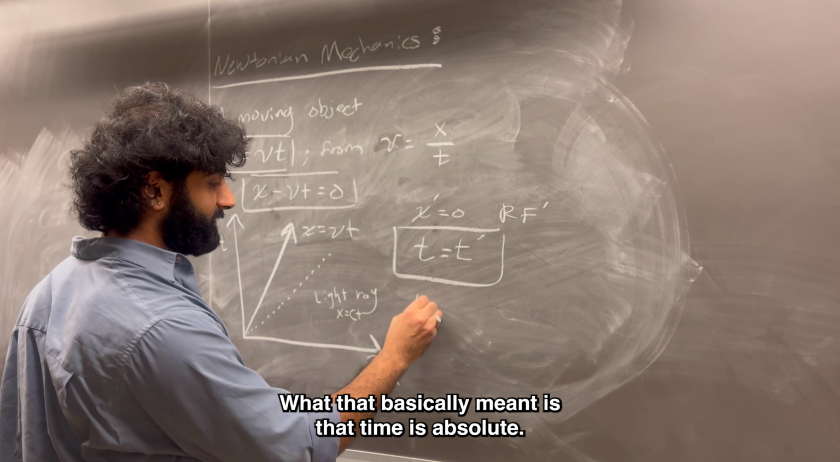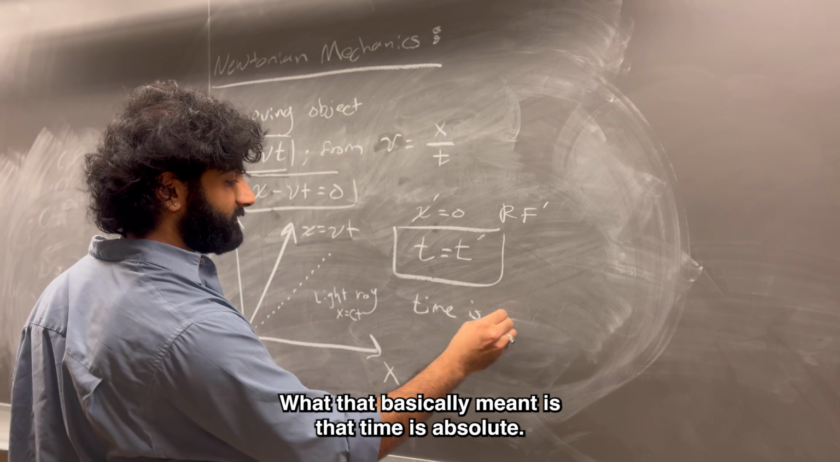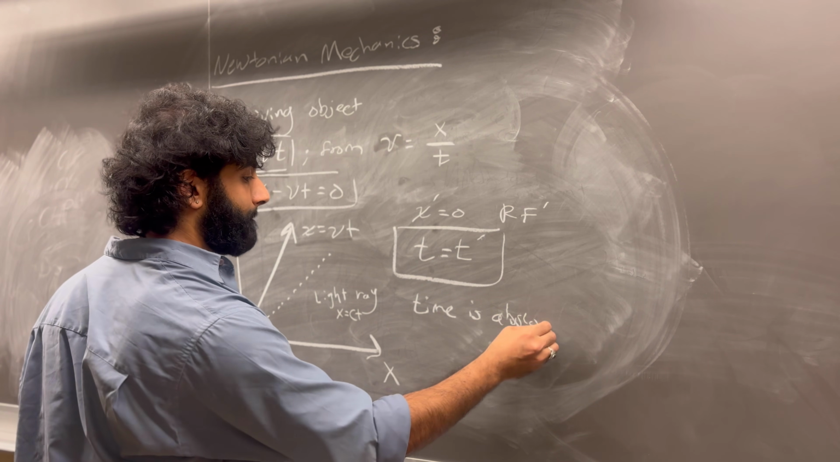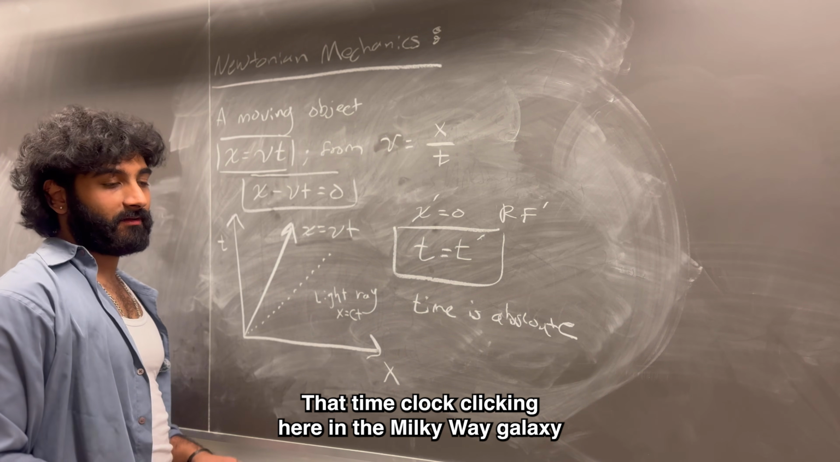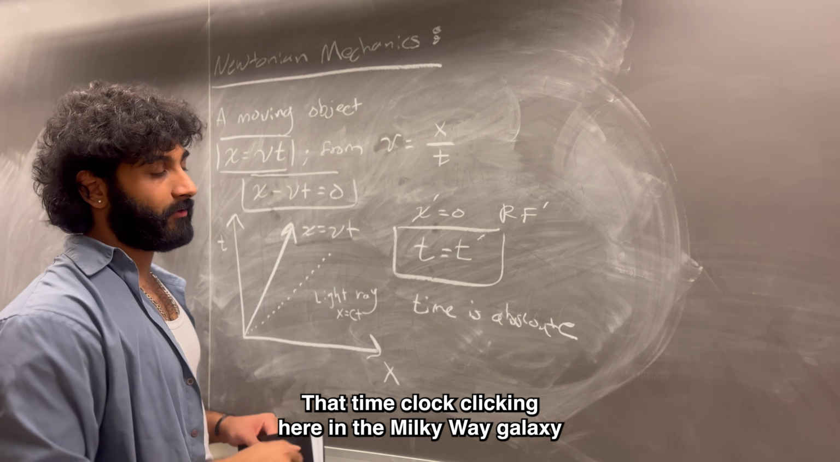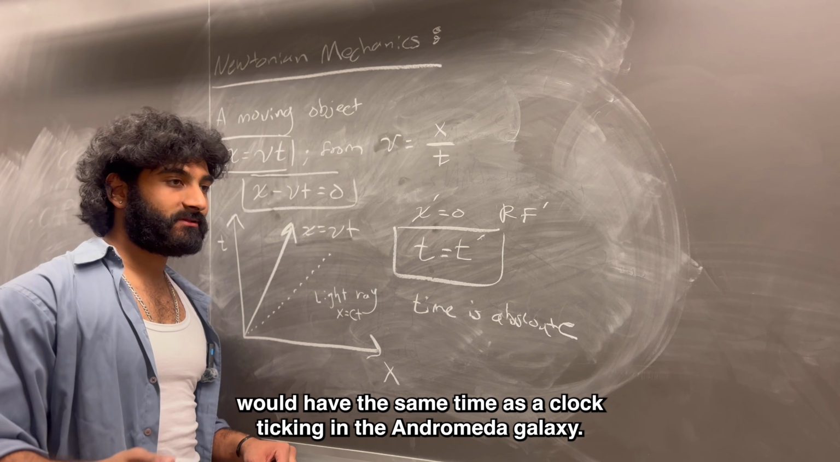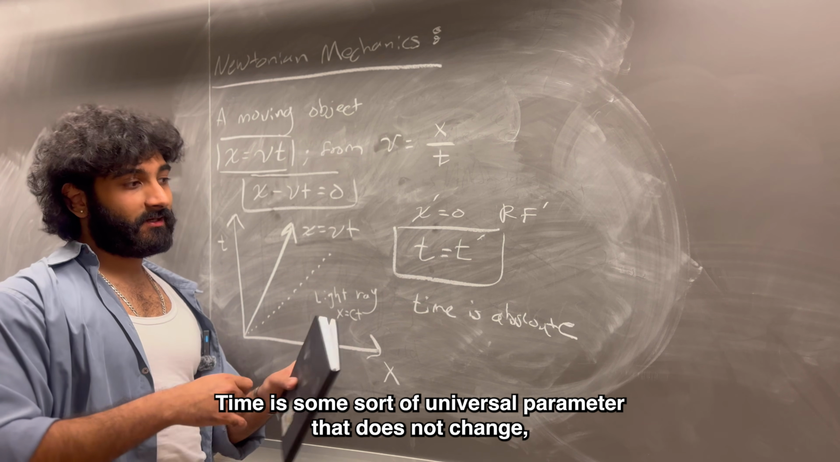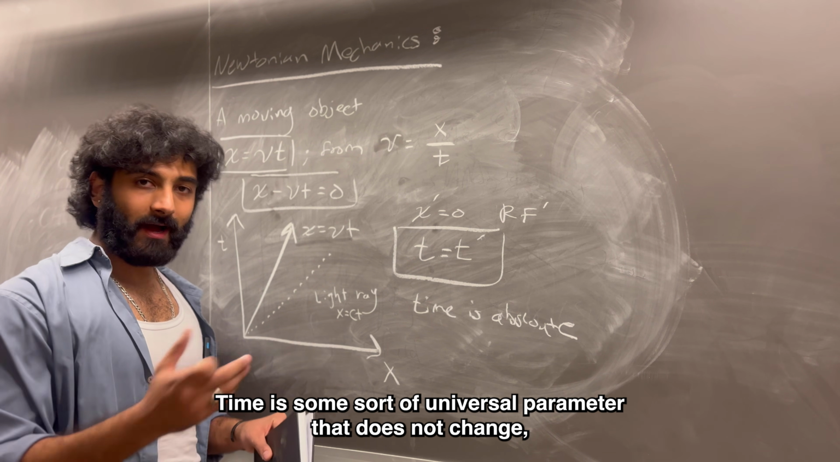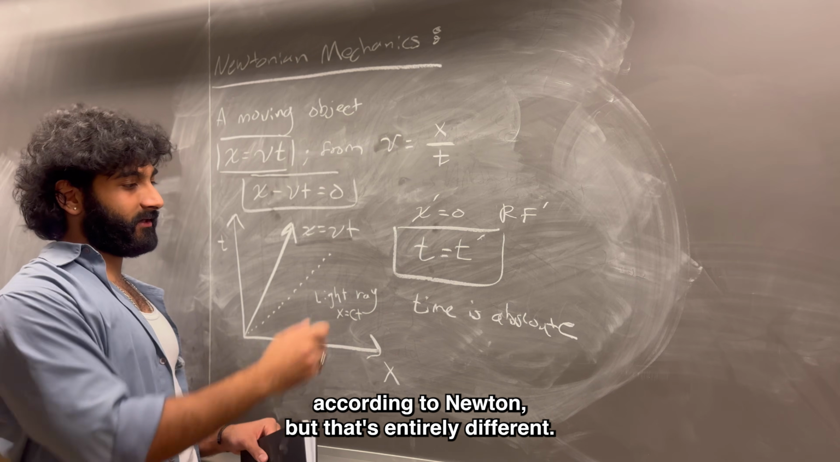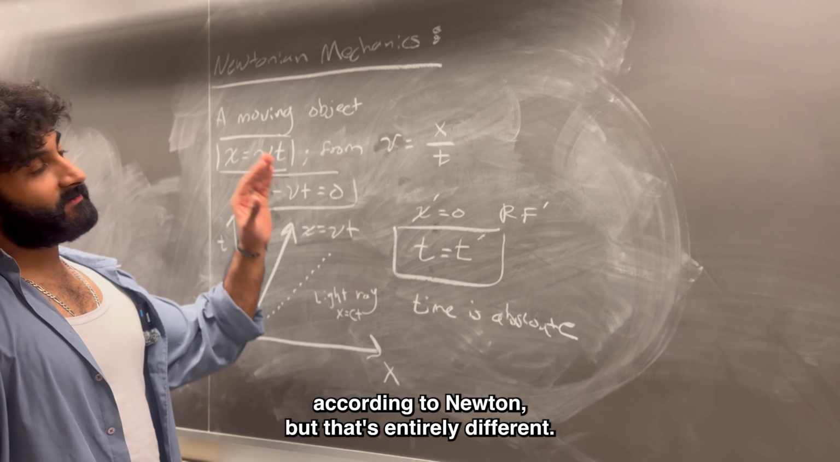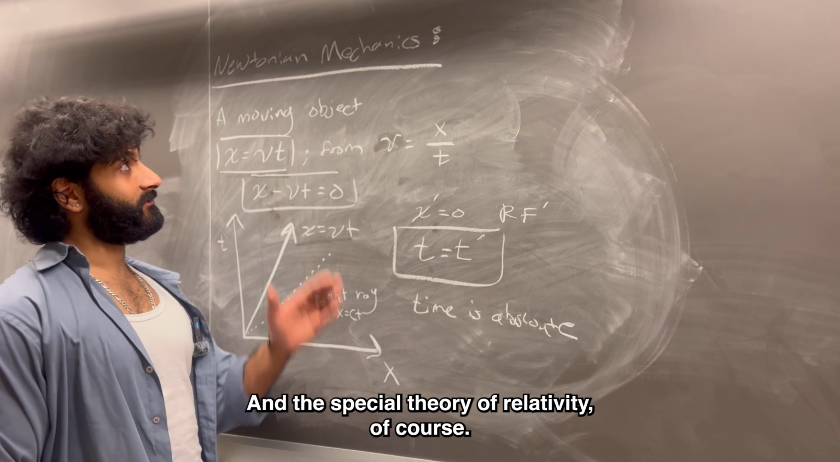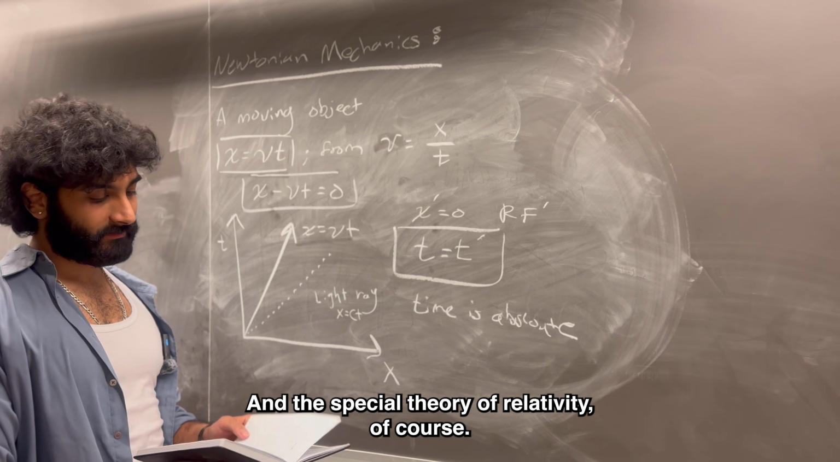What that basically meant is that time is absolute. That a clock ticking here in the Milky Way galaxy would have the same time as a clock ticking in the Andromeda galaxy. Time is some sort of universal parameter that does not change according to Newton. But that's entirely different in the special theory of relativity, of course.